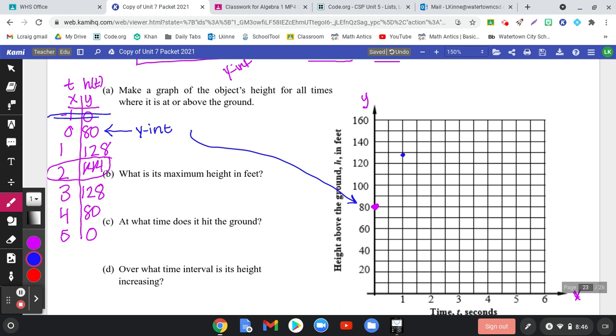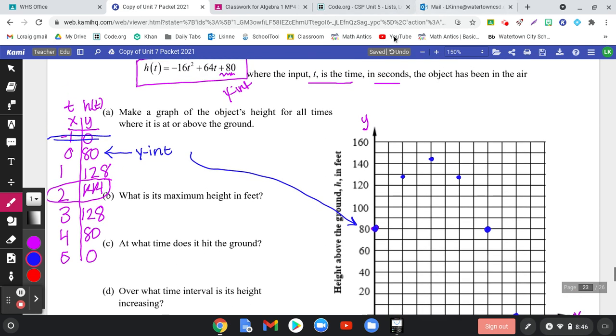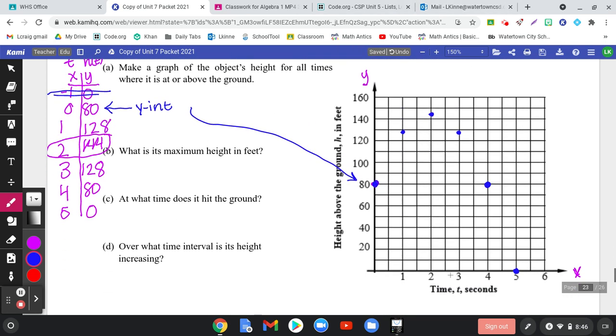2, 144. 3, after 3 seconds, it's back to 128. 4, 80. Oh, that's nice because it's right on the line. And 5, 0. And again, we started at our y-intercept, which we knew from the equation that it was going to start there.